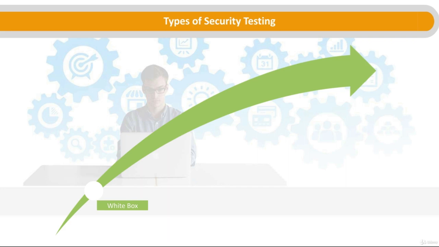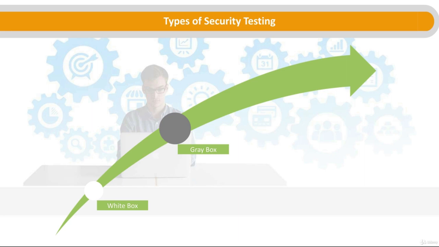Now, the second term is gray box testing. And what this means is that you'll have partial info about the assets which are going to be tested. You may have some basic or broader information about the system if you need.